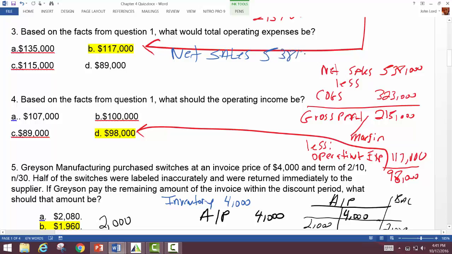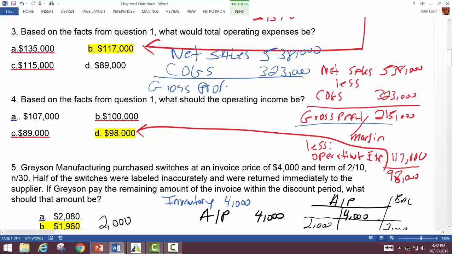538,000 less my cost of goods sold, which was 323. That gives me what? There's my gross profit. I'm sort of repeating myself here. Gross profit, good, of 215,000. With me so far? Okay, then what?